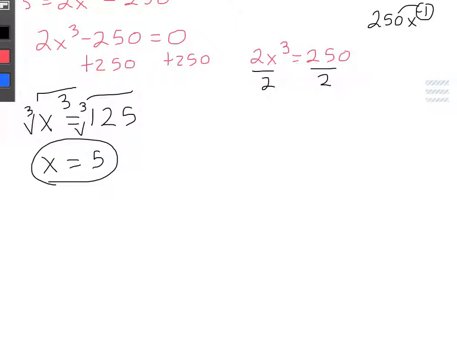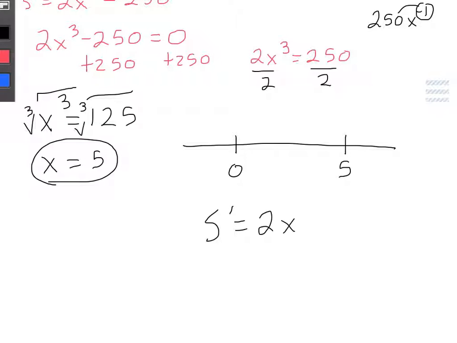And so what I need to test is 0 and 5. Now tell me what our derivative was. I can't remember. The original derivative. S prime equals 2, was it 2x? Minus 250 over x. Okay, so here's our derivative. And what we want to test is something to the left of 0. So we want to test f prime of negative 1. And we want to test f prime of 1 and f prime of 6.